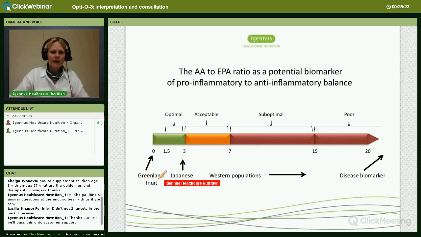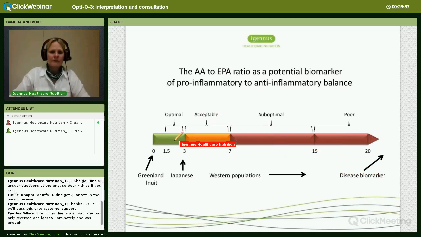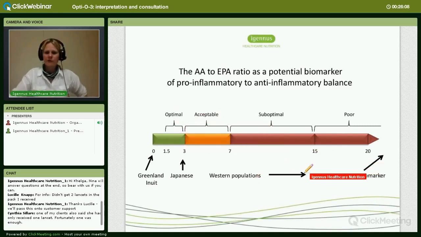So ideally, and again, we have our high omega-3 consuming populations, Greenland Inuits, Japanese, very high levels of intake. Their AA to EPA ratio falls within about 1.5 to 3, anywhere up to about 7. Again, Western populations, the less omega-3 you eat, the higher your AA to EPA ratio. So ideally between about 1.5 to 3, but between about 3 and 7 is considered to be acceptable, although, you know, reducing it down is going to be beneficial.